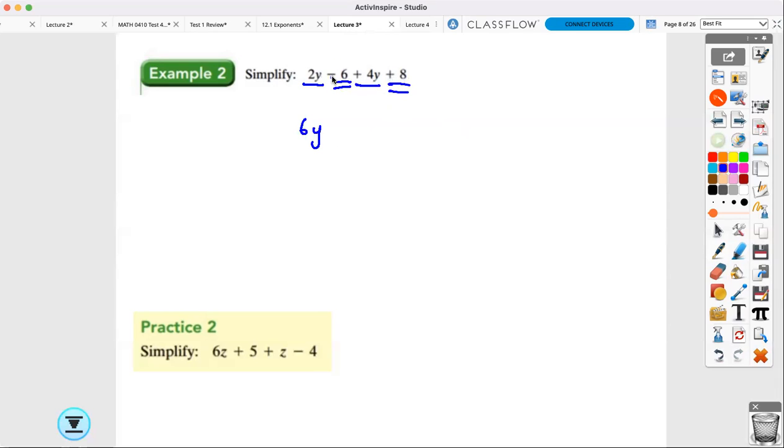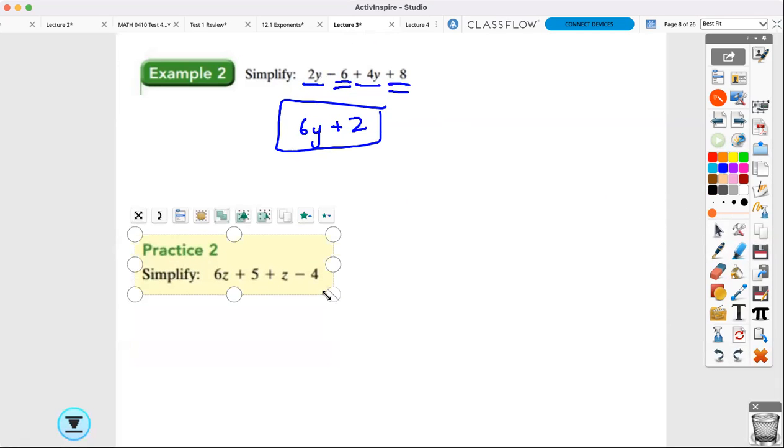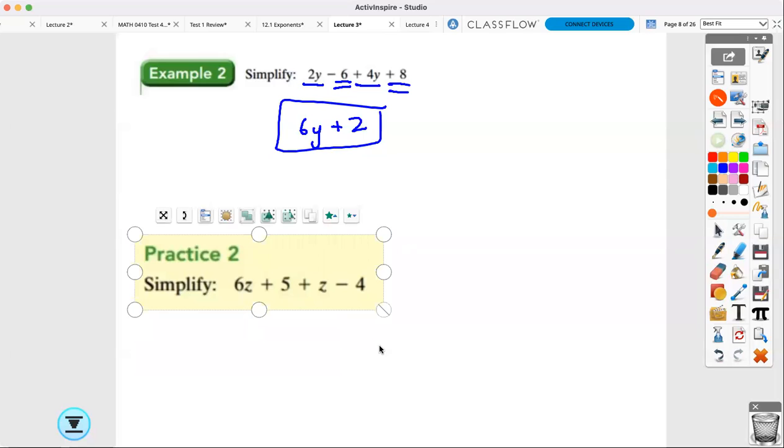So -6 plus 8. I owe $6 to my bank because it's -6. I put $8 in there, so now I have $2 to myself. So the simplified version is 6y plus 2, and I'm done. I'm gonna go ahead and give you guys 1 minute to do practice 2 on your own, starting now.